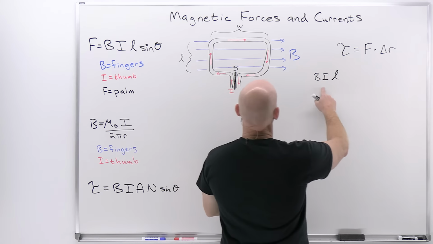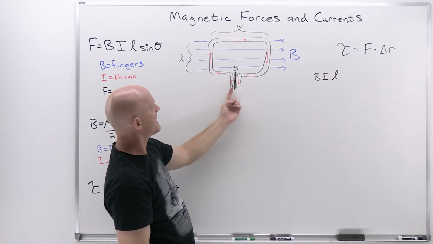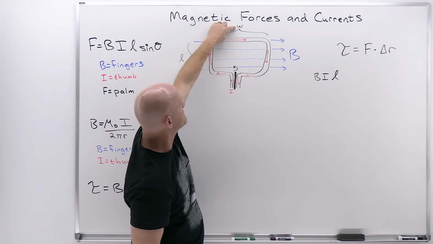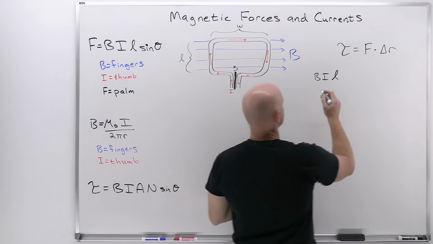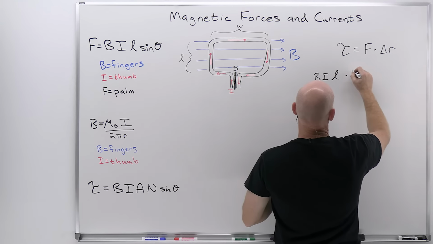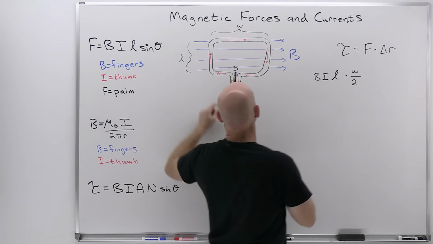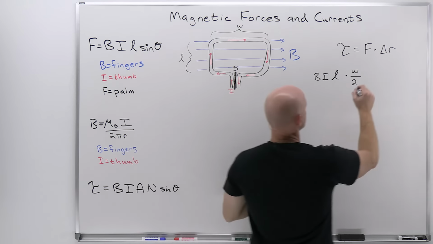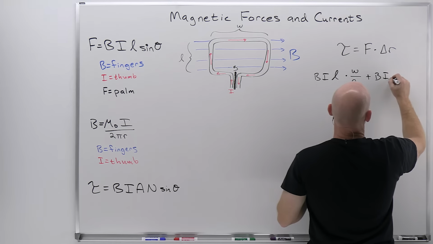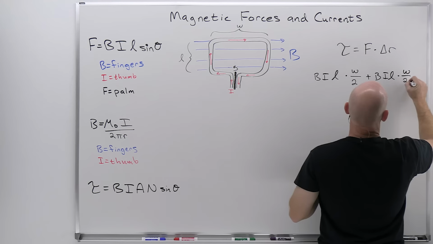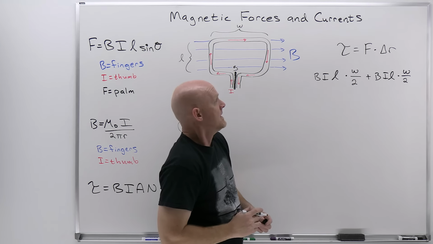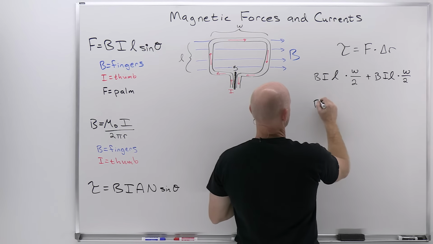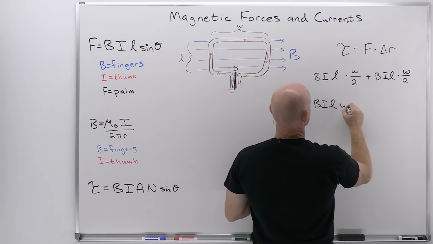All right, so BIL, and then our lever arm distance. It turns out this is going to have an axis of rotation right down the middle here as it rotates. And so the lever arm is going to be W over 2, 1/2 W. The force is BIL, and then times W over 2. That's going to be the contribution from this part right here, but it's also going to be the contribution from this part over here as well. And so that's going to be BIL times W over 2 as well, or 1/2 W. Cool, and there's the two contributions to our torque. If we add those together, we're going to get BIL times W.